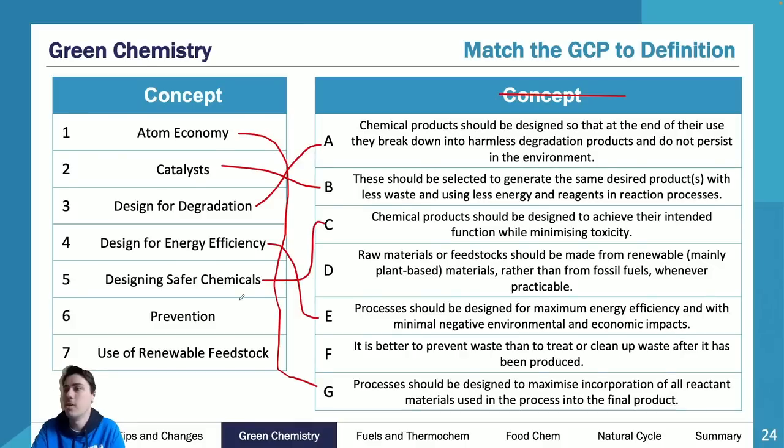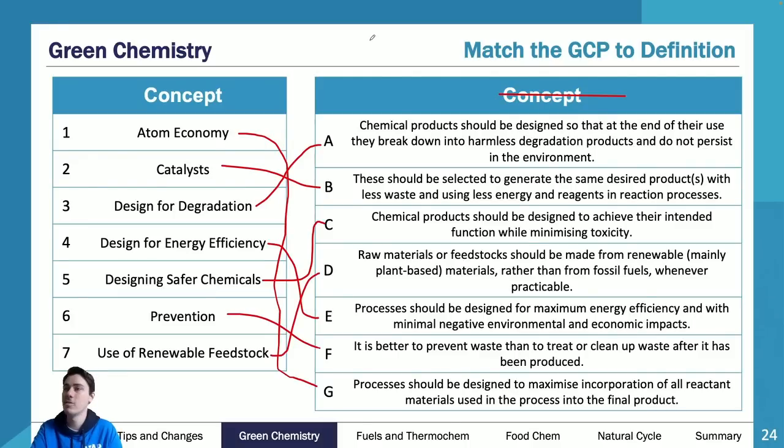All right. And then we have prevention and we have use of renewable feedstock. We have D and we have F. So we've got raw materials feedstock should be made from renewable materials rather than from fossil fuels. It is better to prevent waste than to treat or clean up waste after it's been produced. Well, it's pretty obvious which is which. Prevention is going to be the prevent waste one. They use the word in the definition. Not really a great way to do it, but that's what they did. And then the raw material feedstock is mainly plant-based. That is going to be use of renewable feedstock. So that is our aspect here.